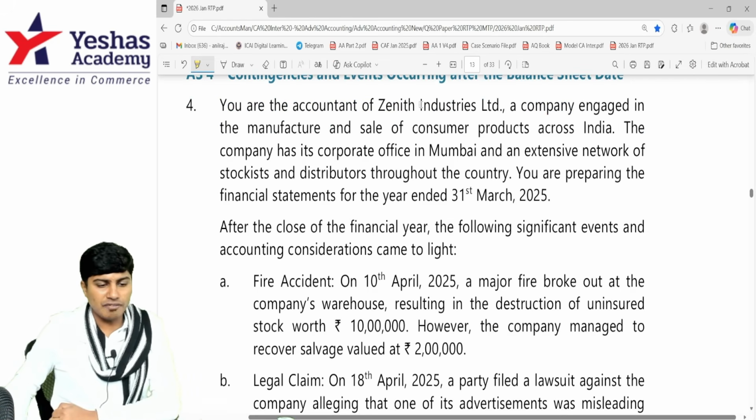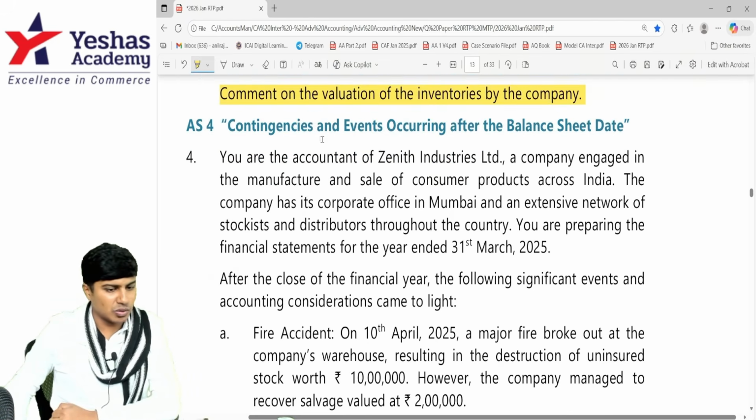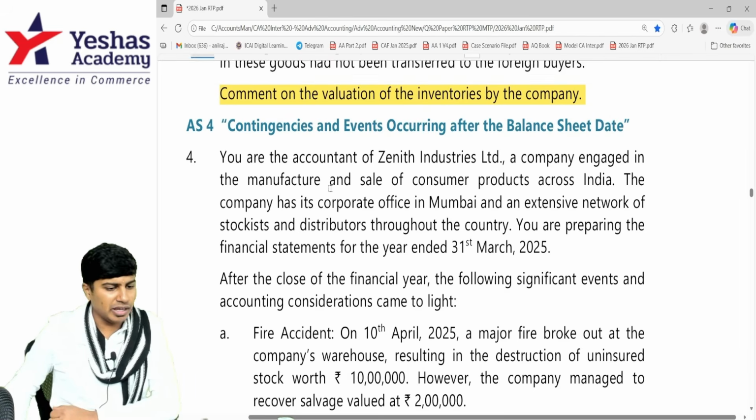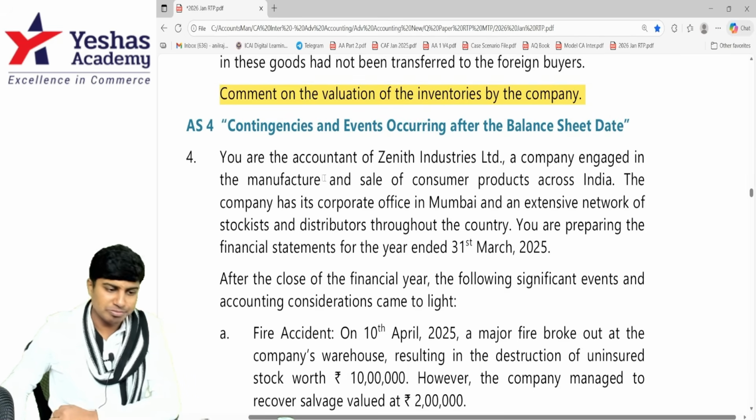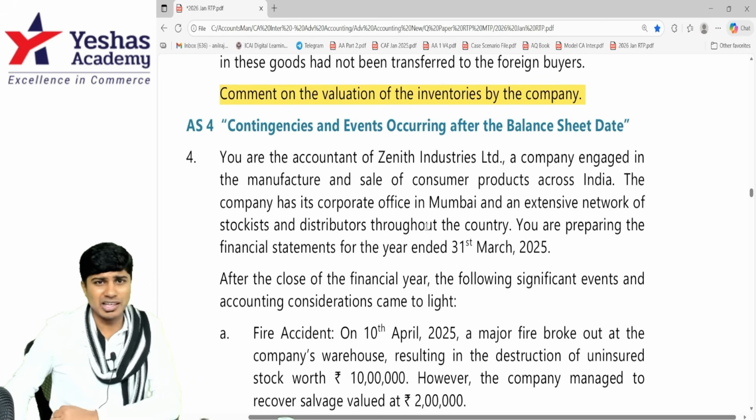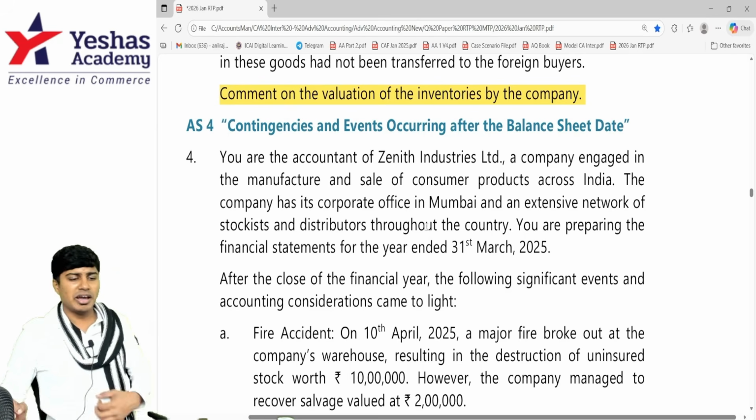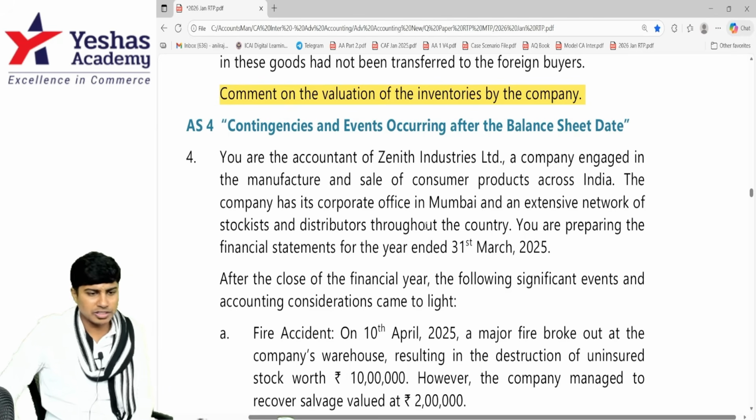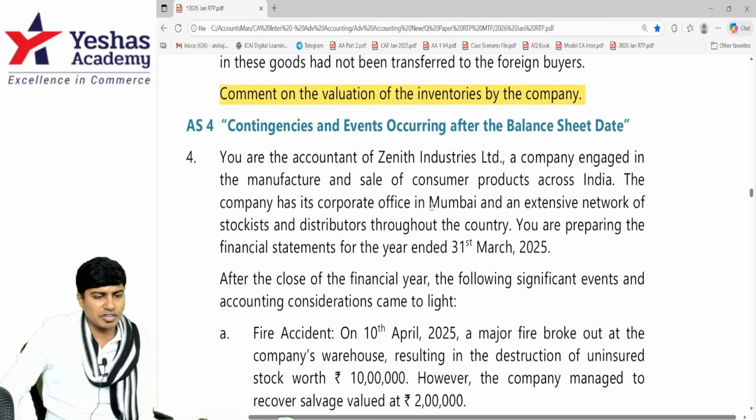You are the accountant of Zenith Industries Limited. This is an Accounting Standard 4 question. The company manufactures and sells consumer products across India. Other than giving you employment as an accountant, what do they do? They manufacture and sell consumer products. The company has its corporate office in Mumbai, not Bangalore, and an extensive network of stockists and distributors throughout the country.